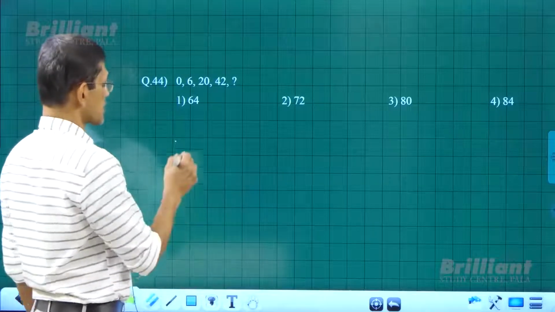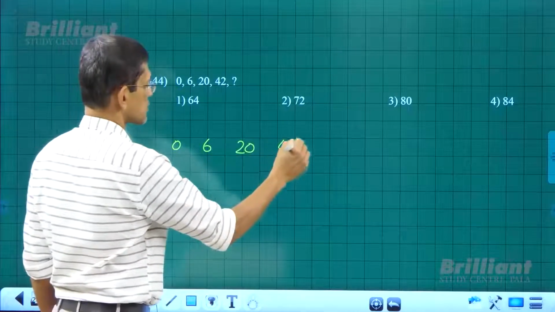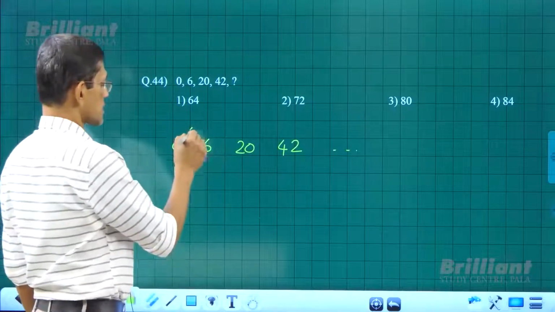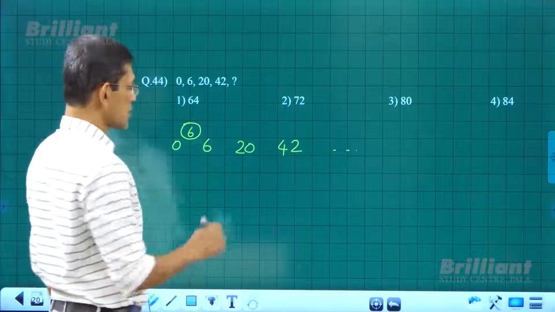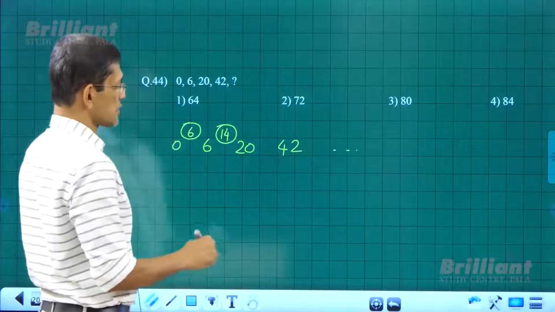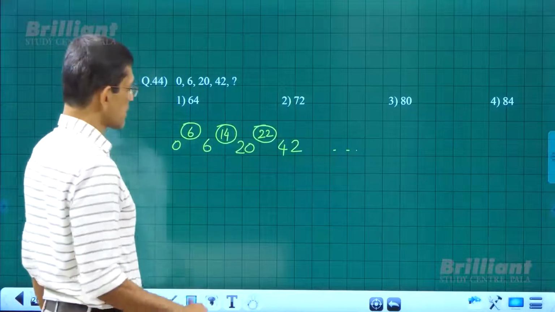0, 6, 20, 42. What's next? 0 and 6 difference is what? 6. 6 and 20, that difference is 14. And 20 and 42, that difference is 22. And that's one way of looking at it.